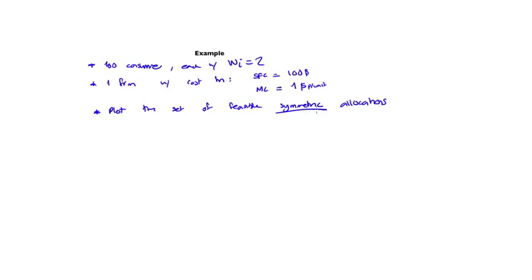Symmetric means everybody's treated the same way. In this case, because there is only one firm, it will automatically be symmetric for the firms. But I want you to consider only allocations in which the consumers are treated in the same way. Now, how do we solve this problem?